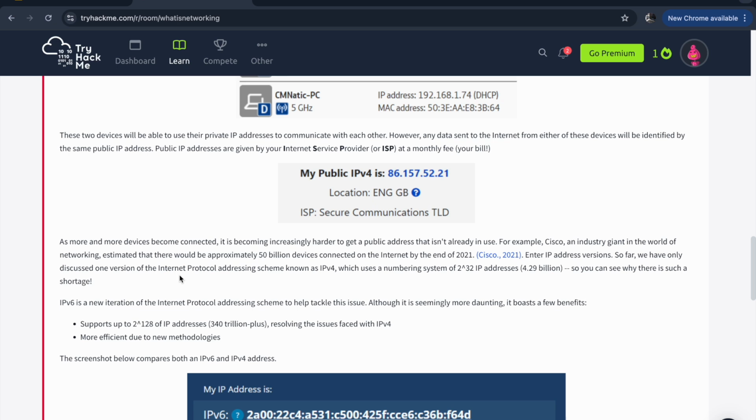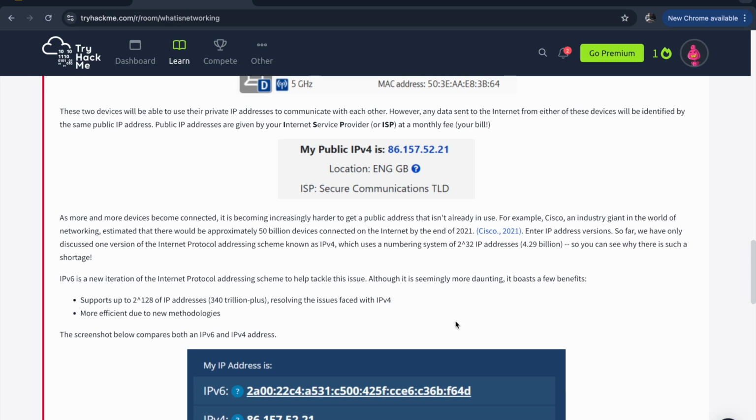IPv4 is a number system of 2 to the power of 32 IP addresses. Now, if you don't know what 2 to the power of 32 is, just go back to algebra, I guess. I don't know how old you are, but you should know powers, I hope. So you can see why there is such a shortage.